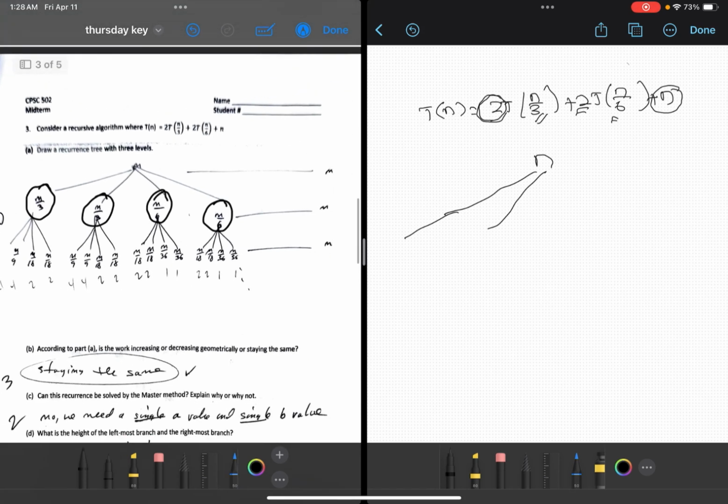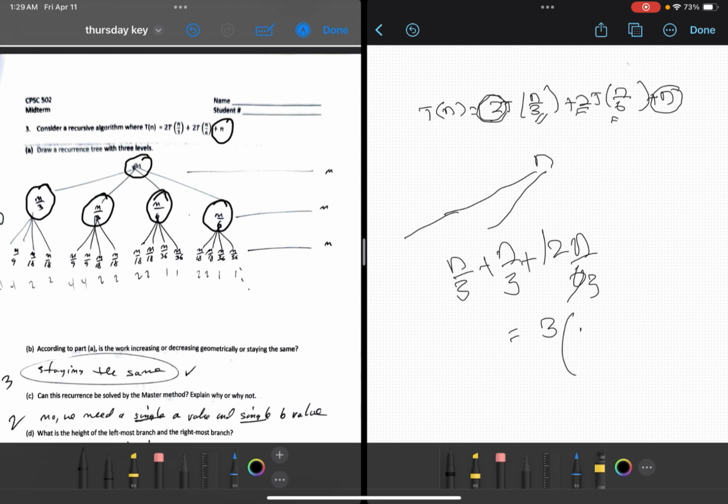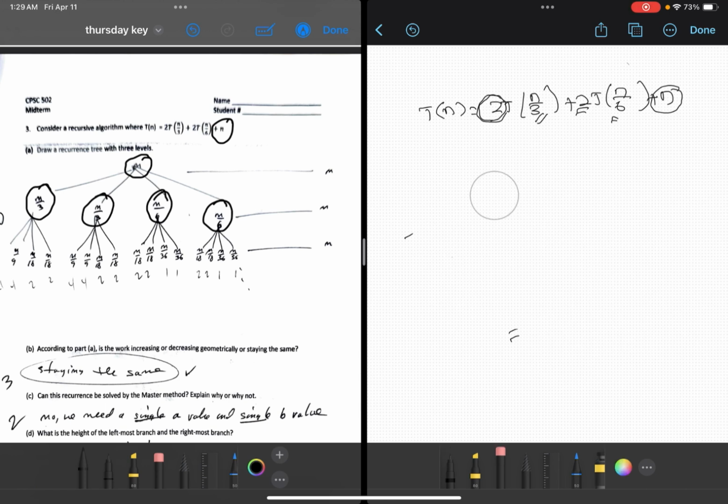If we compute the total work done in each level, in the 0th level obviously the work is n because f of n is n, and in the first level if we add up n by 3, n by 3, n by 6 and n by 6, that is going to be n by 3 plus n by 3 plus 2 into n by 6, that is n by 3. That is 3 into n by 3, right? So that's going to be just n. So in the first level, the total work done is n.